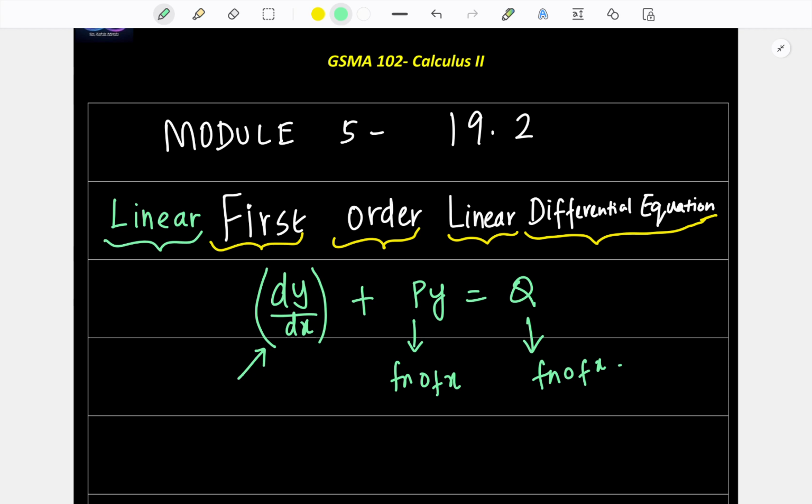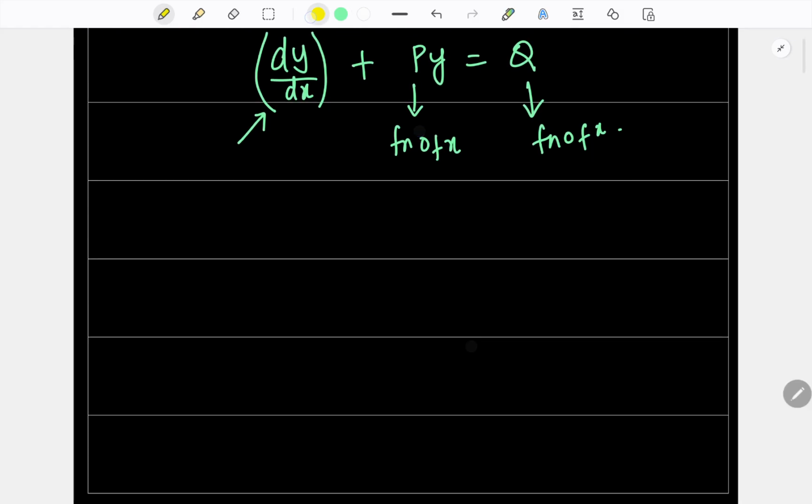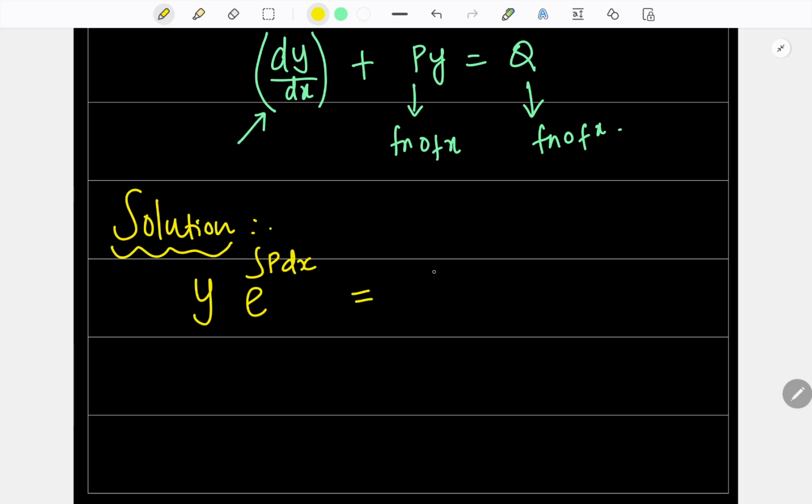But keep in mind, I'm not going to tell you how we solve it, but I will give you the solution of this differential equation directly. What is the solution? You have to memorize it. y e^(∫p dx) = ∫ q e^(∫p dx) dx + c. It looks big but it is easy to remember.